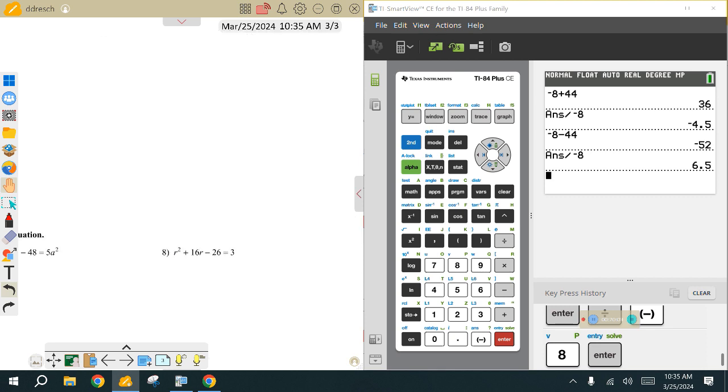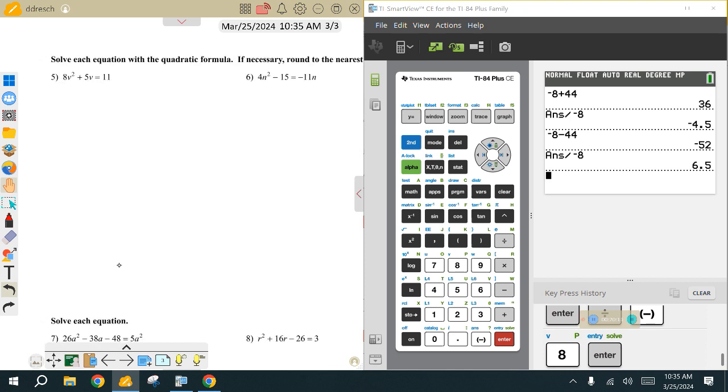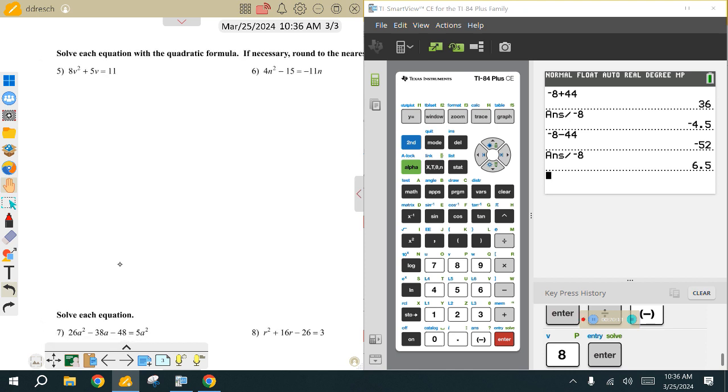Give me 1 second there. Shoot. Trying to think which one we just did. I think we're going to do number 5 now. That'll be our last one, and we'll do the next page, the next part. Okay, number 5. Are we ready to go? Or do we have to do something? We have to rearrange. So put it in standard form.